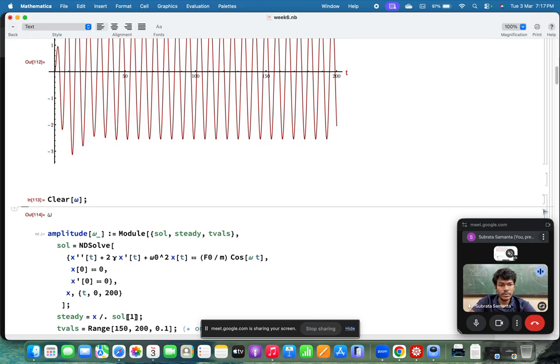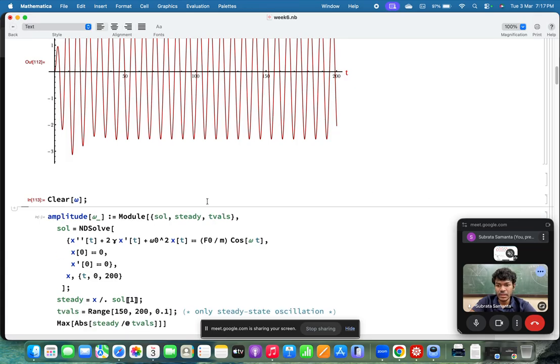Now I calculate the amplitude as a function of omega. So I consider again these equations: x double prime of t plus x of t, where my omega is now a variable. I calculate the amplitude as a function of omega, and this is the solution, with the initial conditions x of 0 equals 0 and x prime of 0 as before, and t goes from 0 to 200, and I solve for x.